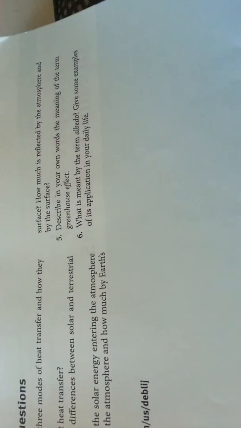How much of the solar energy entering the atmosphere is absorbed by the atmosphere, and how much by Earth's surface? How much is reflected by the atmosphere and by the surface? And we covered that. Describe in your own words the meaning of the term greenhouse effect. We went over the greenhouse effect. And what is meant by the term albedo? Give some examples of its application in your daily life. We gave the general definition, and other applications would be black surface top and its absorption of heat, while white surfaces like snow are more reflective. You can go through the book and find more examples or Google it. So that is Unit 5.